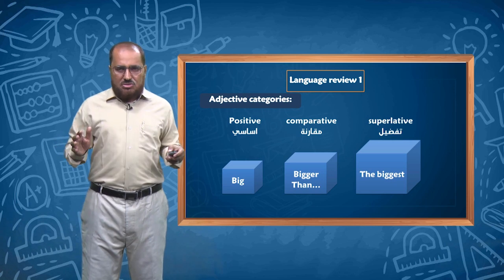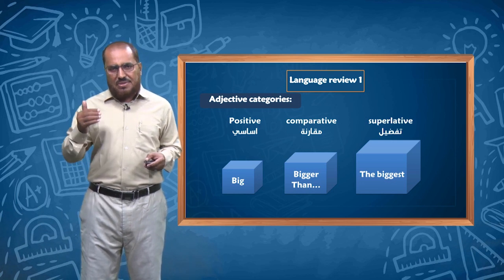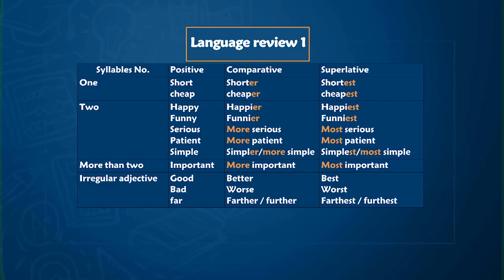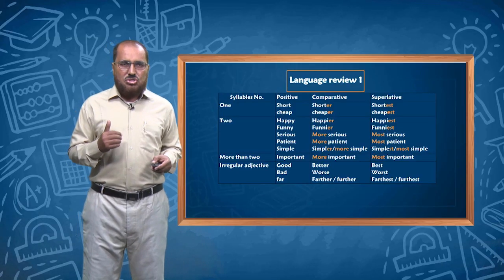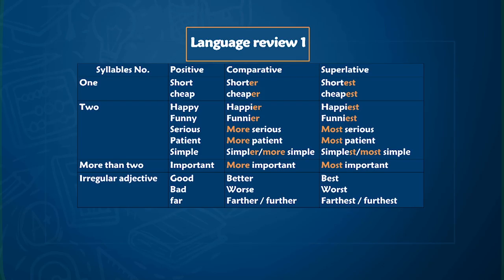Let's have general examples, a table that contains more examples for how to form comparative and superlative. Look at this table. You will see the number of syllables of words, مقاطع الكلمة نفسها. If it is just one syllable, to form the comparative, we just add ER. For example, short, shorter, cheap, cheaper. To form the superlative, we add EST: cheapest, shortest.